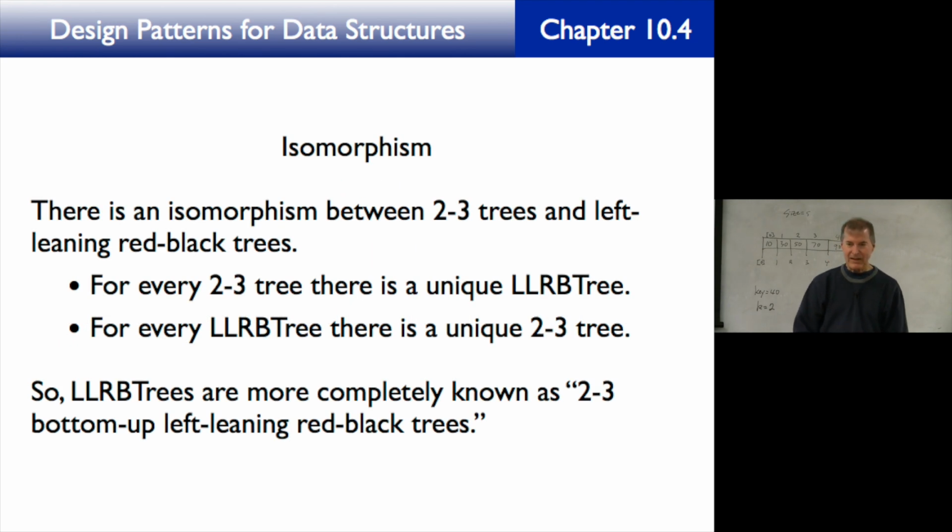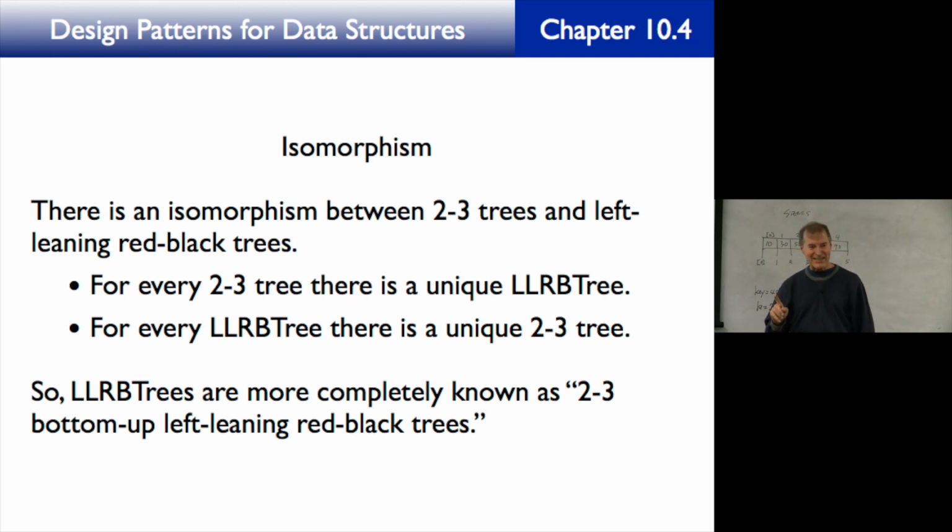Now look, any math majors in here? Isomorphism. You know isomorphisms? A one-to-one correspondence, exactly. And so there is an isomorphism between 2-3 trees and left-leaning red-black trees. Like you said, one-to-one correspondence. For every 2-3 tree, there is a unique left-leaning red-black tree. And for every left-leaning red-black tree, there is a unique what? 2-3 tree. All right?